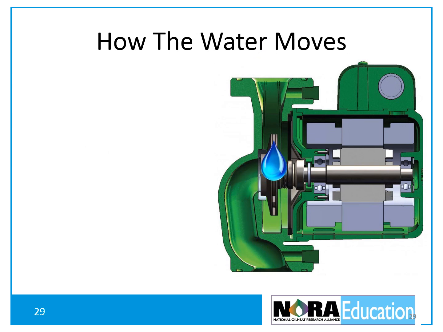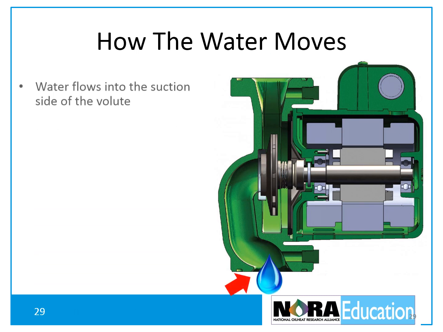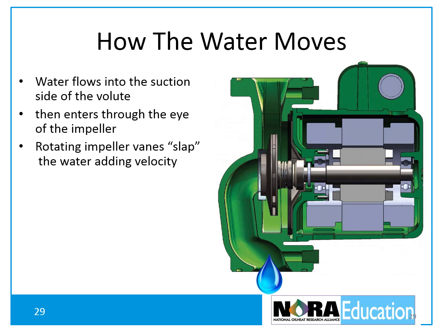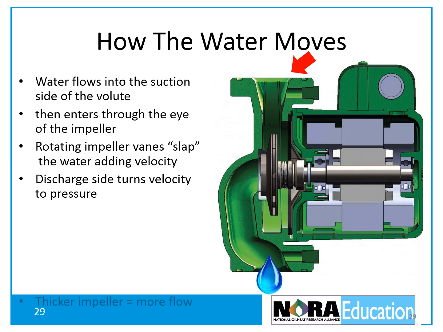When a circulator is in operation, water flows into the suction side of the volute, which is wider and larger than the discharge side, and then into the eye of an impeller. As the impeller rotates, the vanes slap the water from the inside to the outside of the impeller, adding velocity. The water then moves to the discharge side of the volute, which is smaller and narrower. The collection chamber on the discharge side turns the energy due to velocity into pressure. Thus, water enters the circulator at a certain pressure and leaves at a higher pressure.